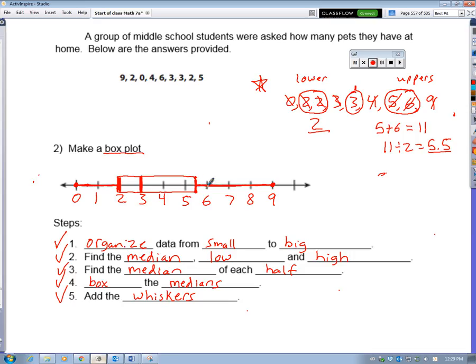The median to our highest number, there was quite a gap there. There's a lower gap over here. So it's just some different ways to show how the data kind of came out. Okay, so there's your box plot.